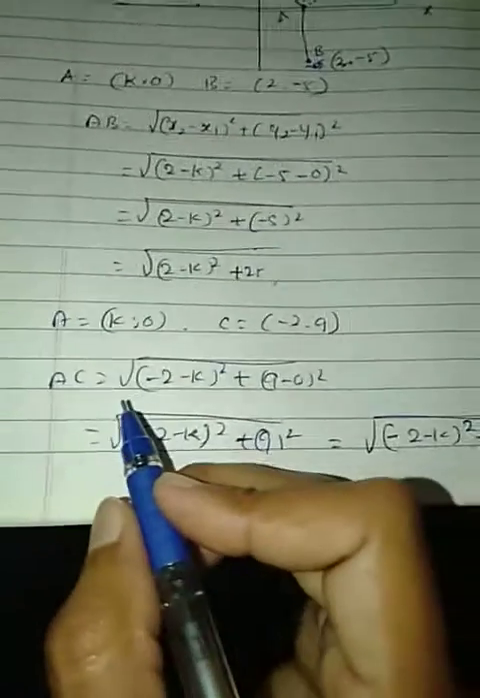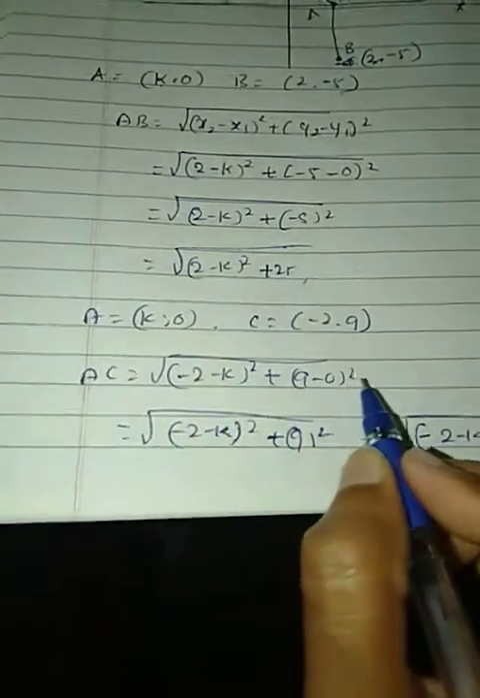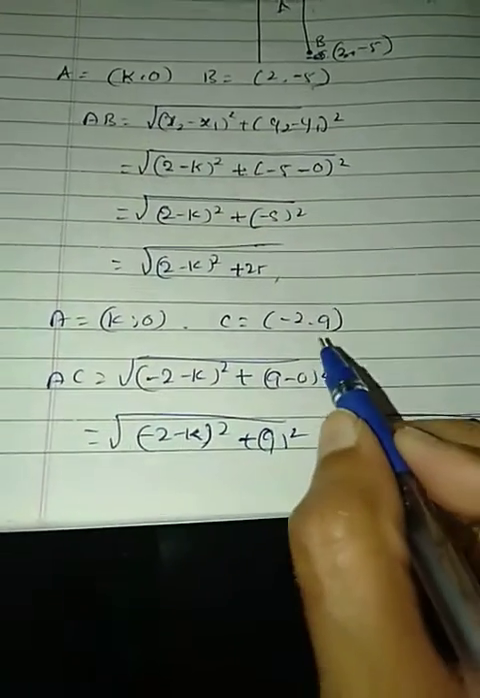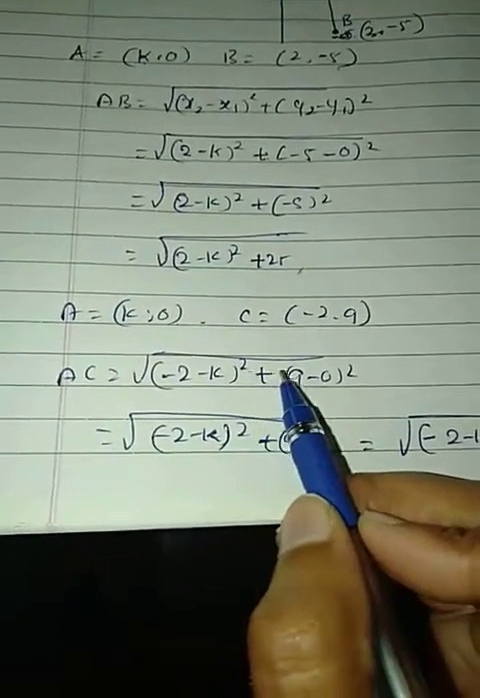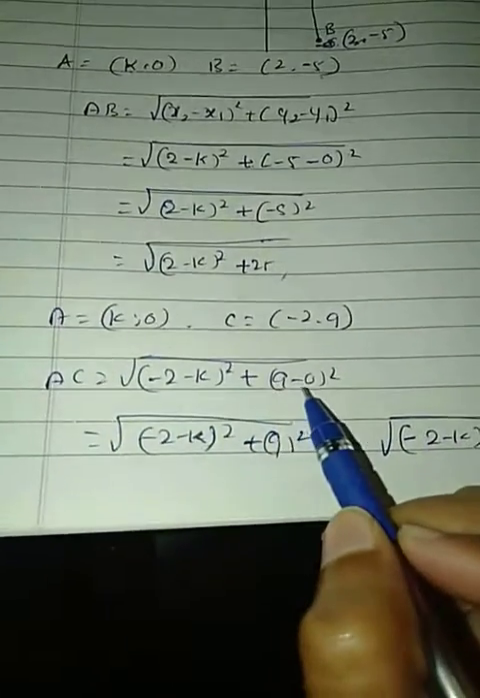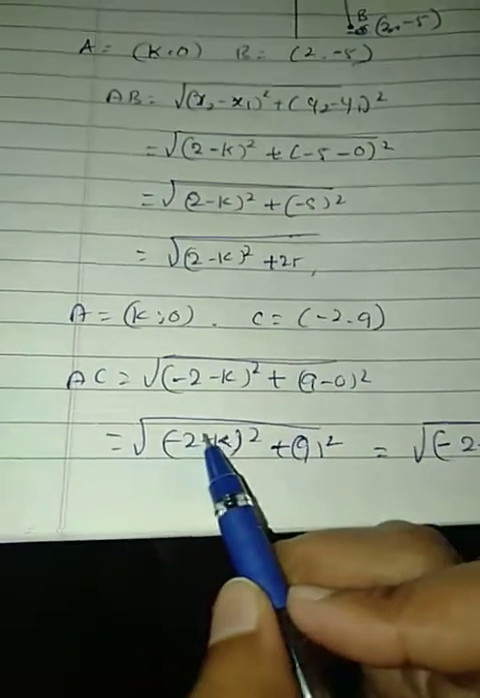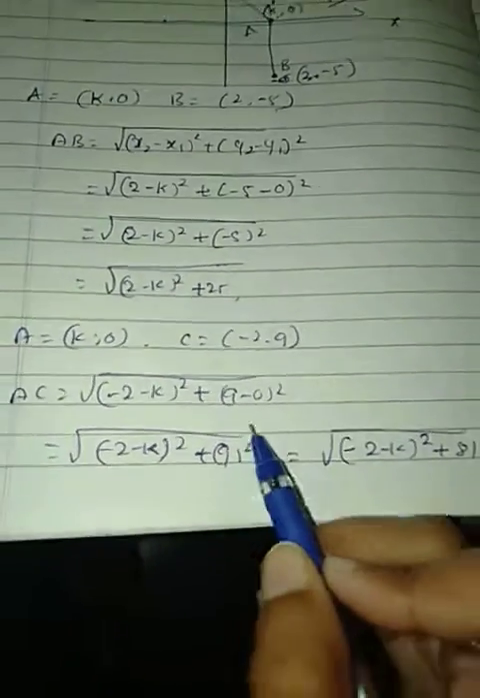Here A is (k, 0), C is (-2, 9). Here also find out the distance between these two points. AC is equal to square root of, here x2 is minus 2, x1 is k, (minus 2 minus k) whole square plus y2 is 9, y1 is 0, (9 minus 0) whole square. So (minus 2 minus k) whole square plus 9 square, which is 81.